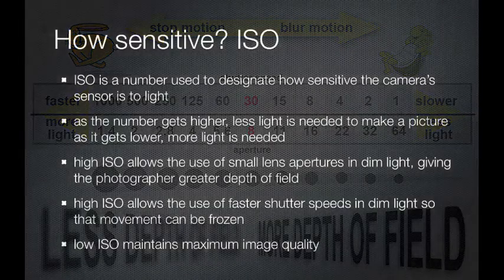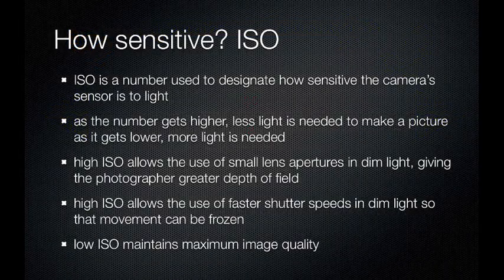Now the last part of this is ISO. And ISO is a number that's used to designate how sensitive the camera's sensor is to light. As the number gets higher, less light is needed to make a picture. As it gets lower, more light is needed. High ISO allows the use of small lens apertures in dim light, giving the photographer greater depth of field. High ISO allows the use of faster shutter speeds in dim light so that movement can be frozen. But low ISO maintains maximum image quality.